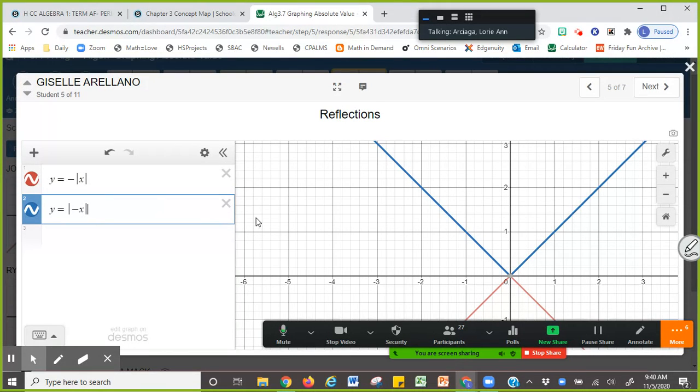It didn't flip downward, right? But it flipped across the y-axis. So you see, this is like the original, but it flipped across the y-axis. So if the negative is inside, you reflect it across the y-axis. Okay. Let's move on. Those are our types of reflections.